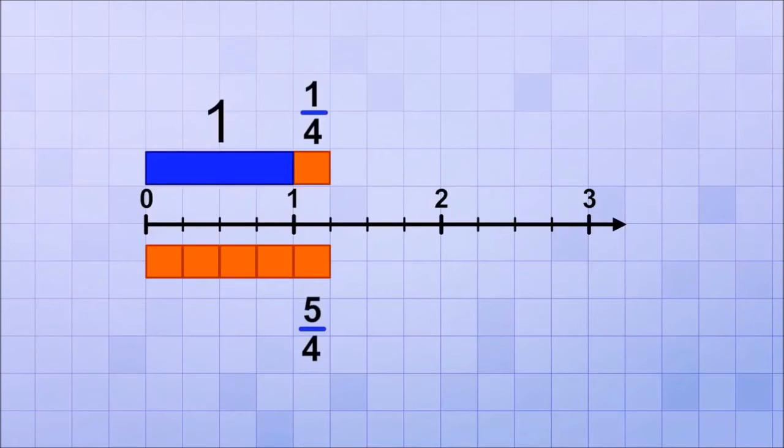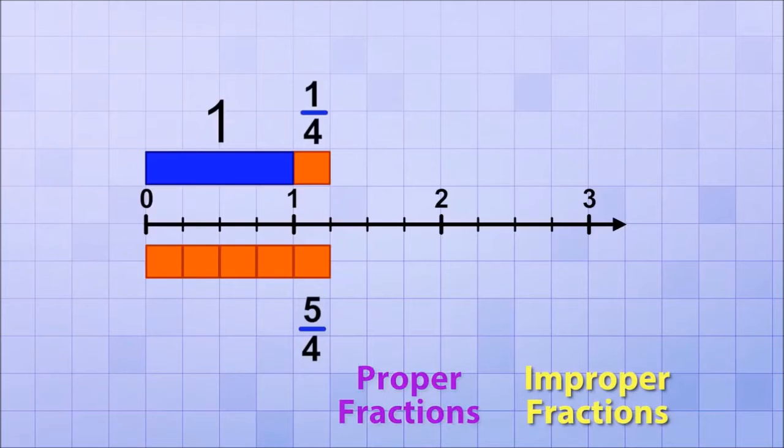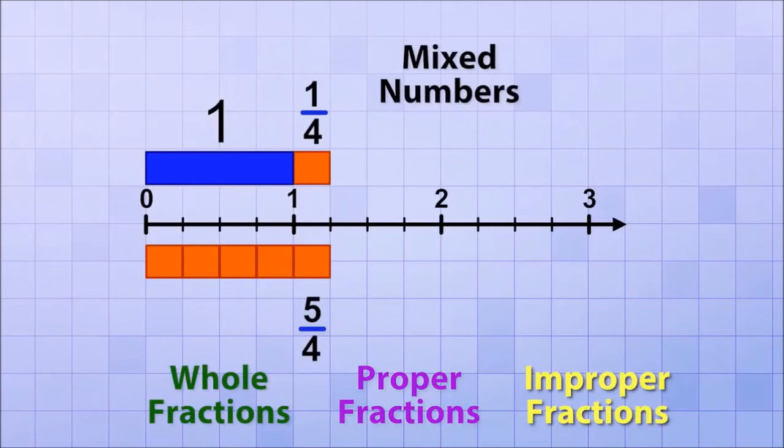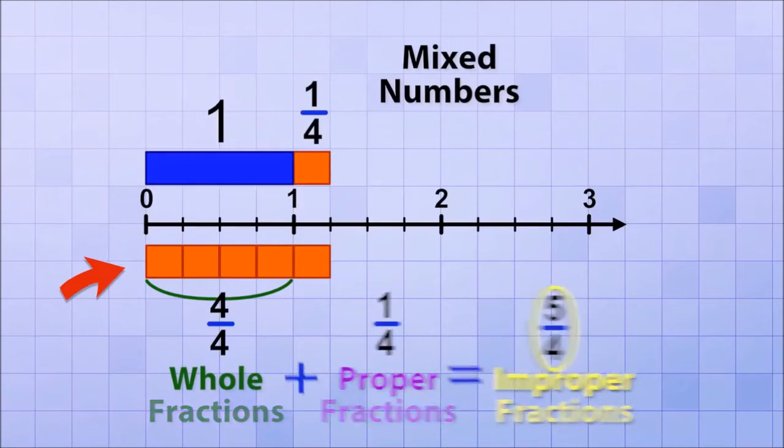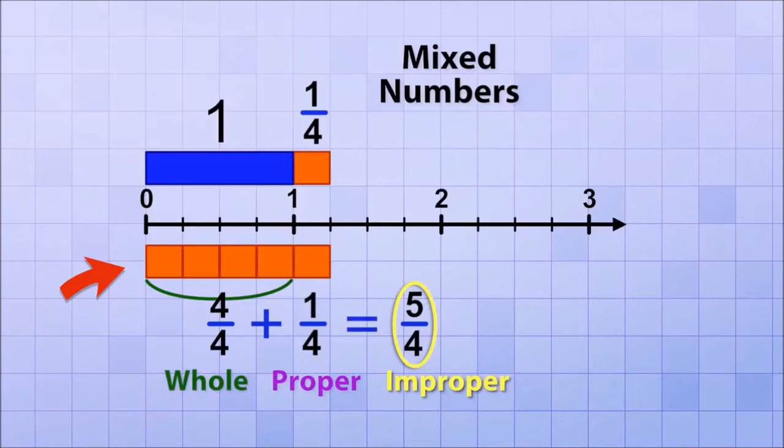Have a good look at this diagram for a minute, because it shows us something really important about how proper fractions, improper fractions, whole fractions, and mixed numbers all relate to each other. First, on this side of the number line, we have 5/4, which we know is an improper fraction. But notice how we got it. We added a proper fraction to a whole fraction. When we just had 4/4, we had a whole fraction. But when we added one more fourth, it became the improper fraction 5 over 4. So one way to think of an improper fraction is that it's a combination of one or more whole fractions and a proper fraction.